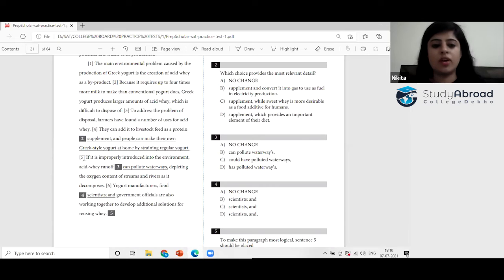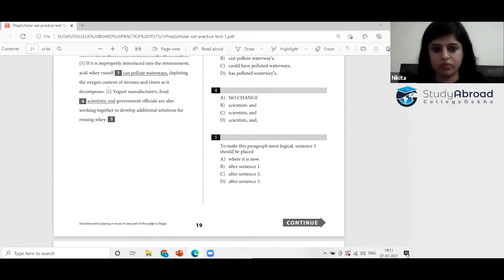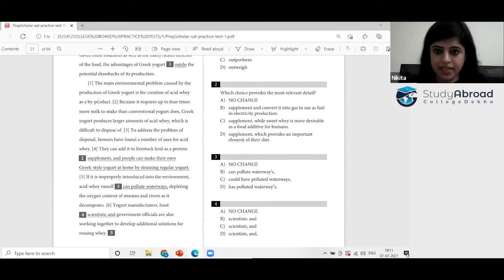Alright, coming back, what is fifth trying to tell us? That if it is improperly introduced, then it can pollute, right? And sentence 6 is saying what? That everybody, A, B and C, food, yogurt manufacturers, food scientists and government officials are working towards it. We have to focus on sentence 5, replacement. 5 was saying that it can pollute, right? Where do you think now it should be placed? It is created, it's difficult to dispose of.